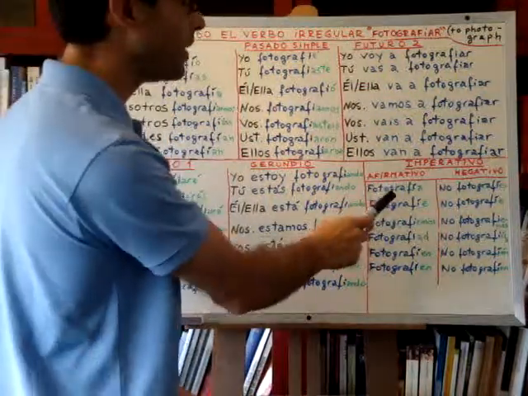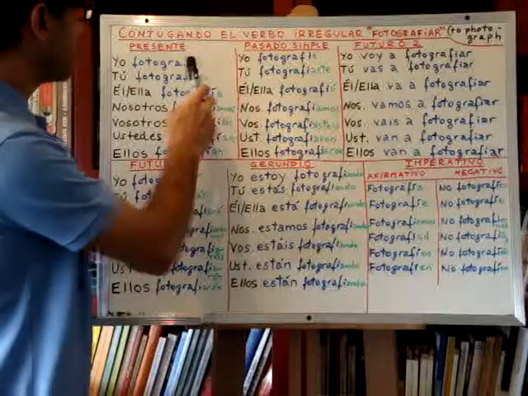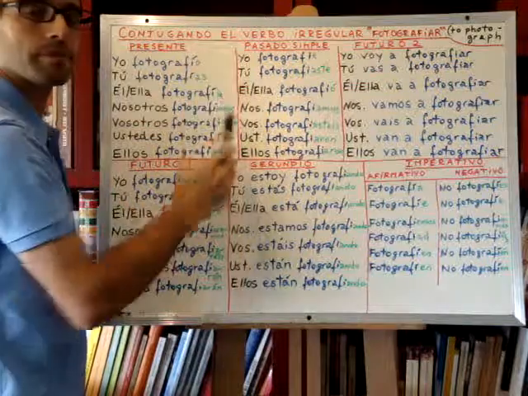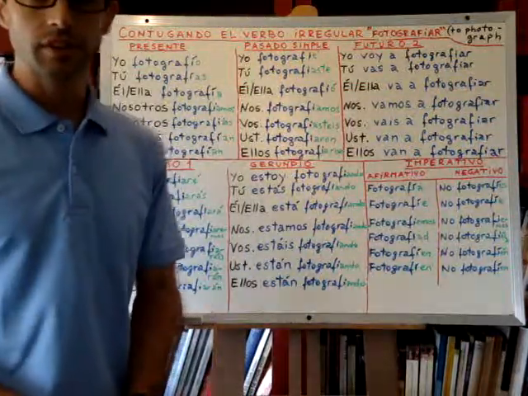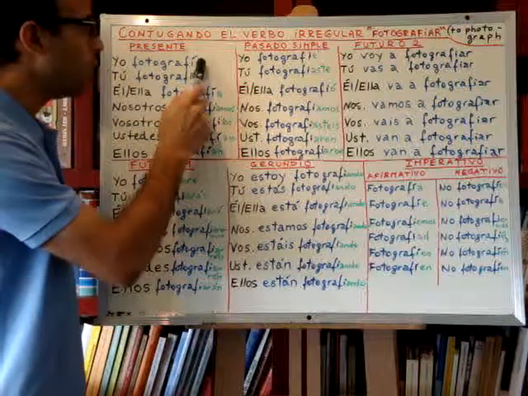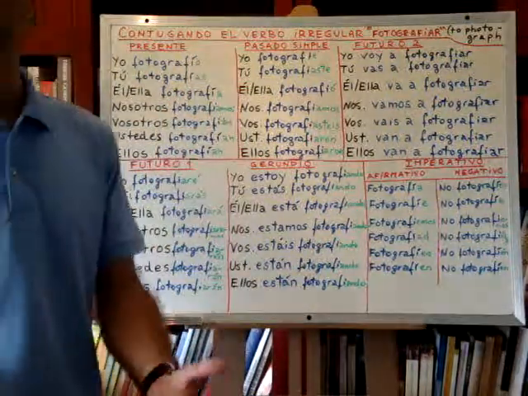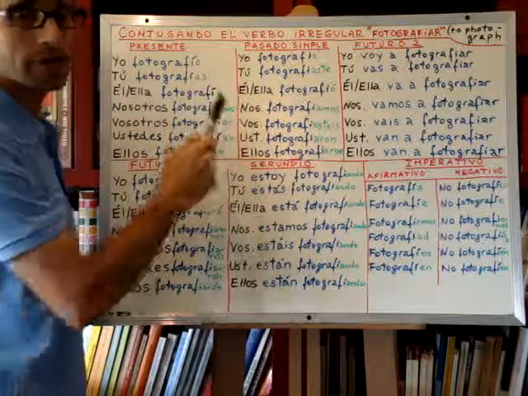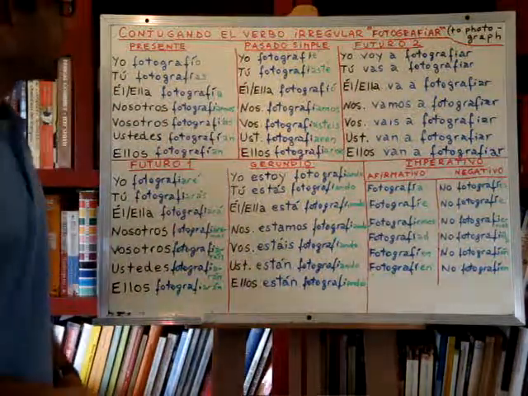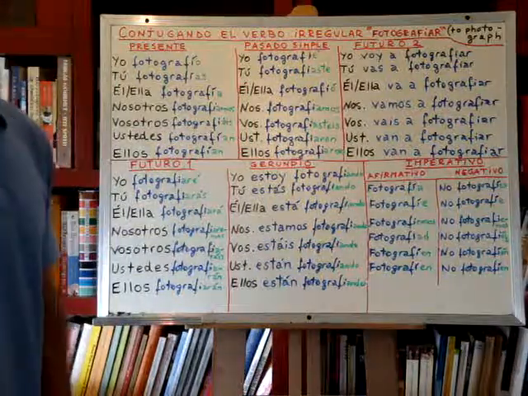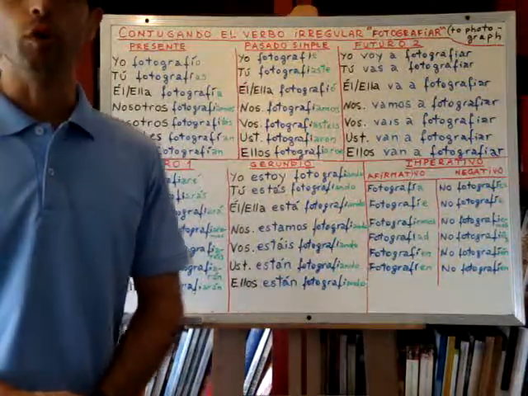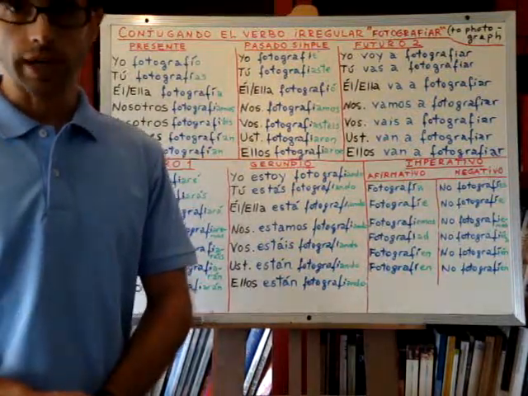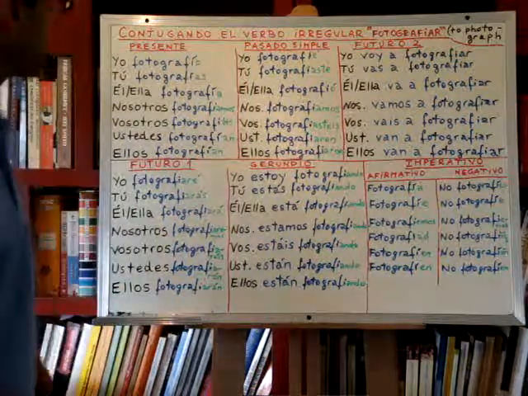In the present and in the imperative, you can see that the I acquires a tilde here, okay? And the accent, instead of going on the O, as it should be for the regular verbs, will go to the I, okay? So, fotografiar. Vamos a comenzar a conjugar en el tiempo presente. We will begin conjugating in the present tense, okay?